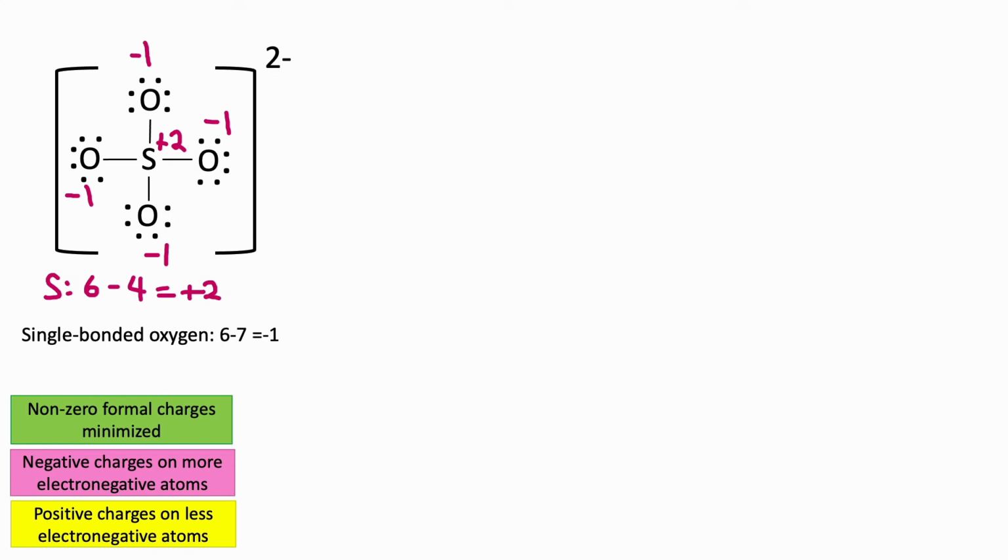So from a formal charge standpoint, this is a really rotten structure. What can we do to try and fix that? Well, sulfur is in row 3. It can have an expanded octet. So why don't we take one of these pairs of unshared electrons from an oxygen and turn it into a double bond and see what happens.